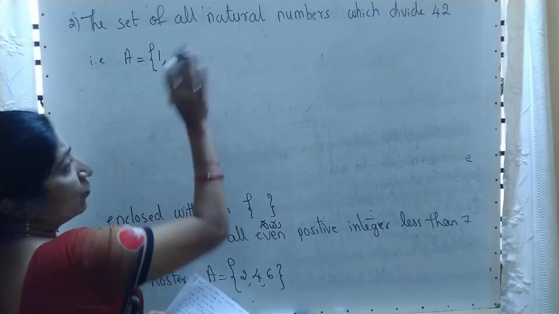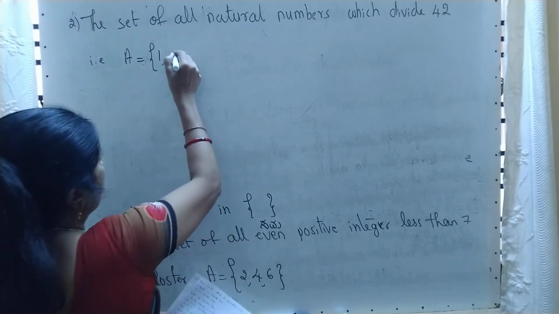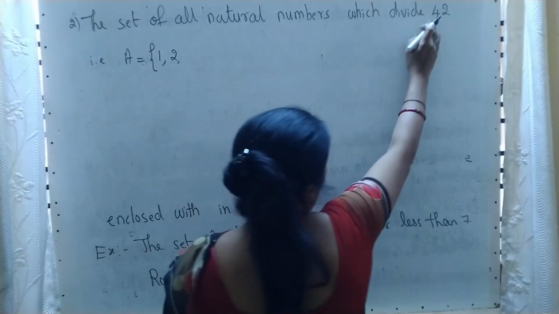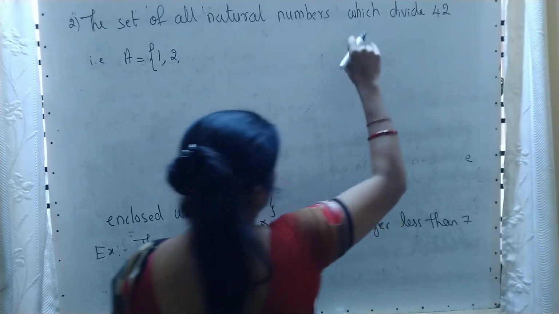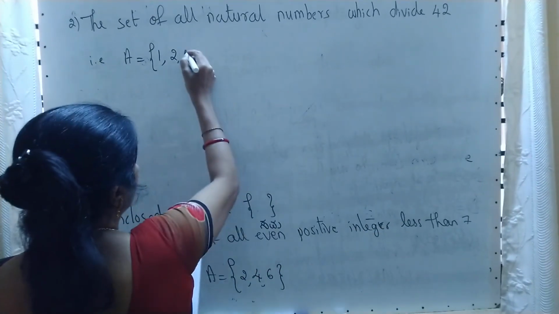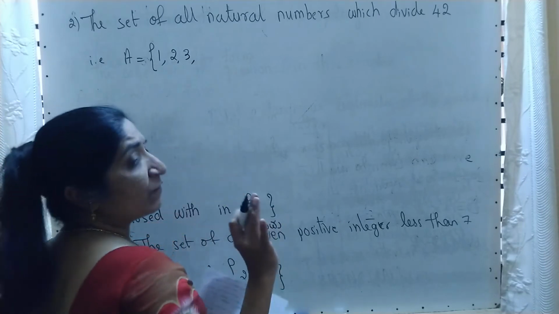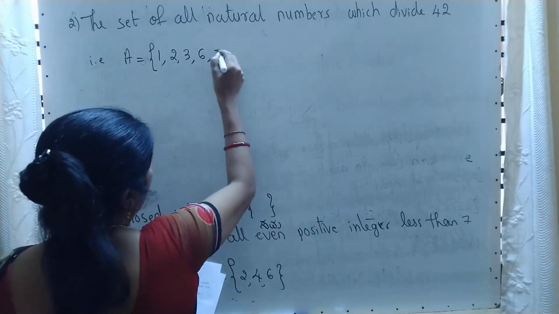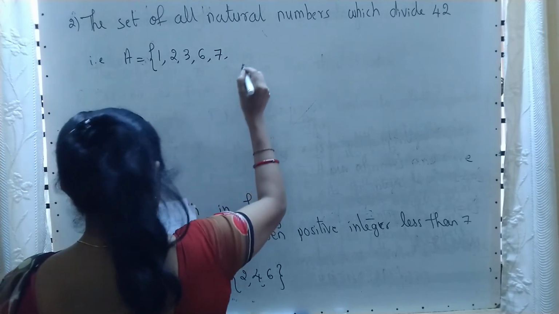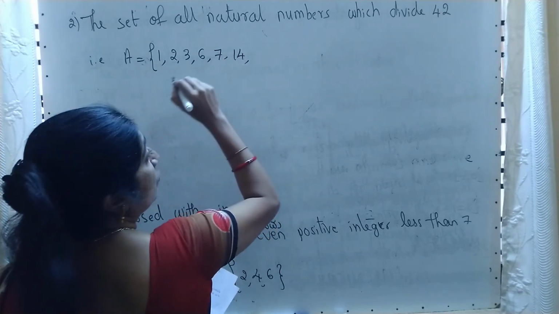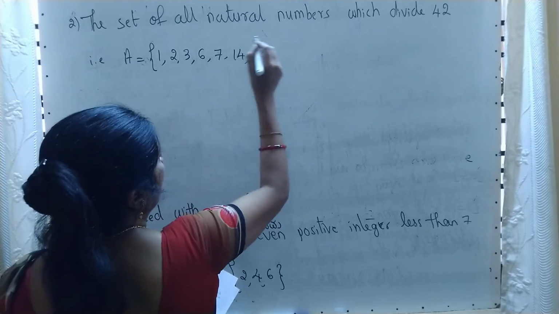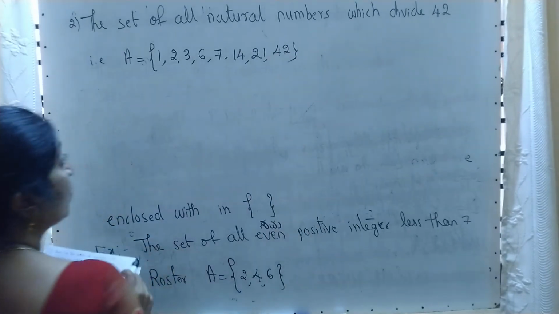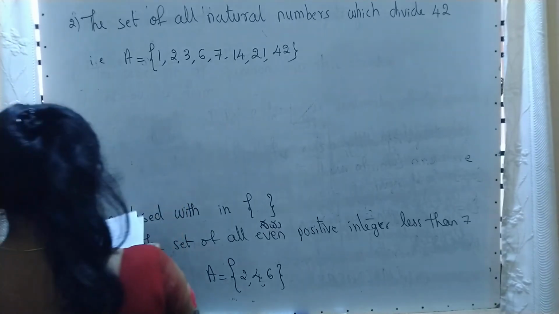1 divides 42, or what? Yes, 1 divides. Even 2, because 42 is an even number. 2 divides 42. See, 4 plus 2 is 6, and 6 is divisible by 3, which means the whole number is divisible by 3. And you are familiar with tables. So 6 divides 42. Even 7 divides 42. Then 14 divides 42, 21 divides 42, and 42 itself divides 42. So if you are thorough in the tables, you can easily write it.